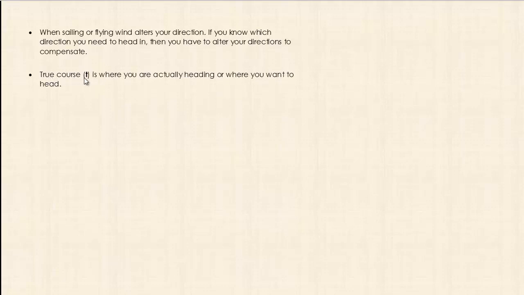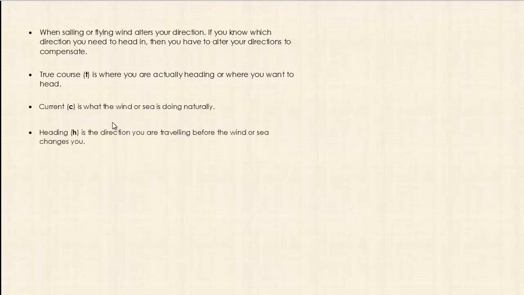True course T is where you are actually heading or where you want to head. The current C is what the wind or the sea are doing naturally. And the heading H is the direction you are travelling before the wind or sea changes you.